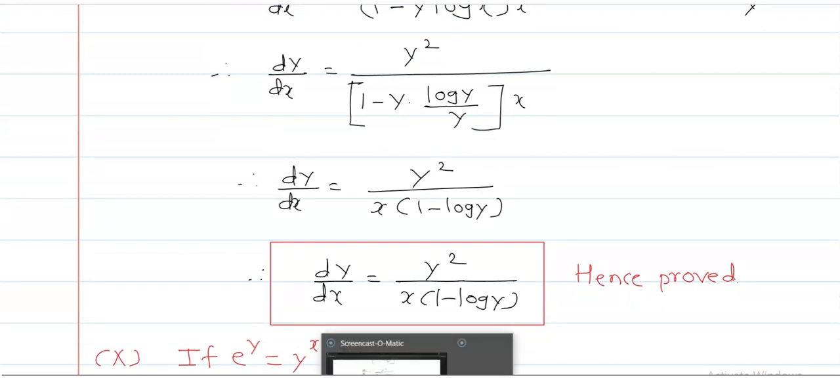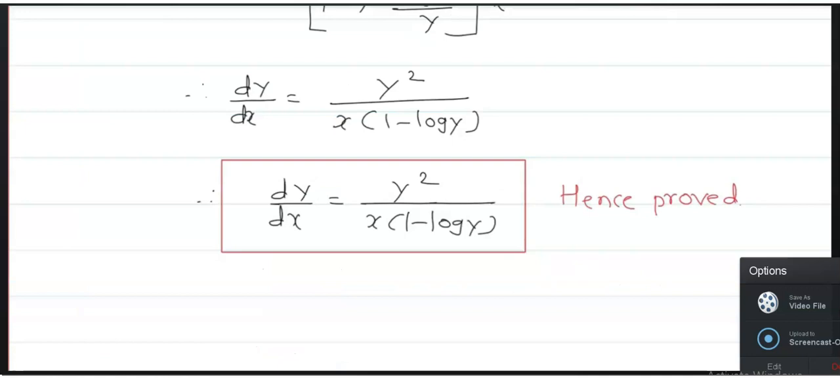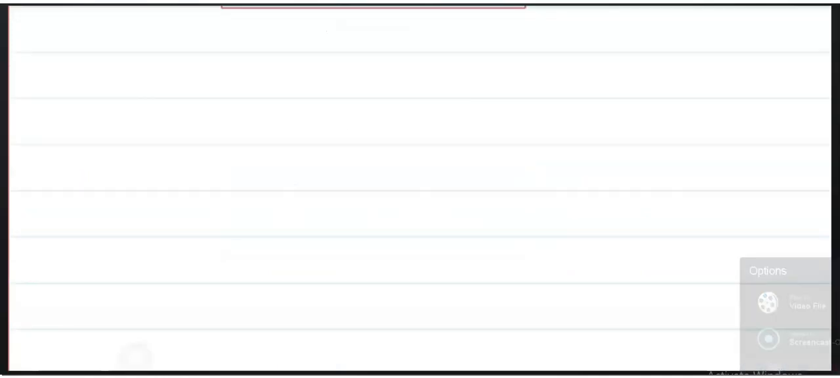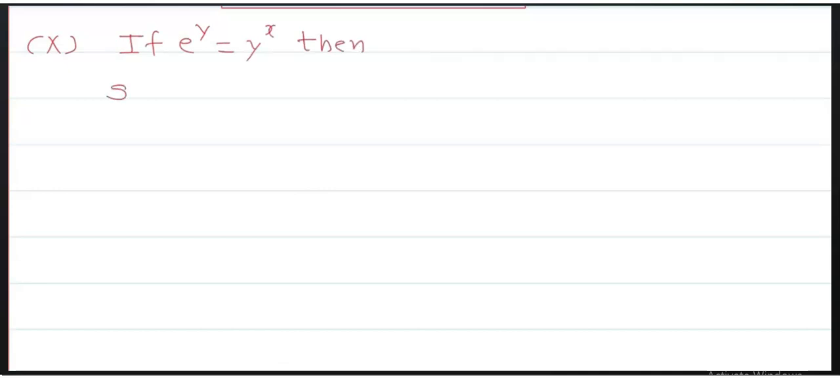Now the next. If e raised to y is equal to y raised to x, then show that dy by dx is equal to log of y bracket square upon log of y minus 1.